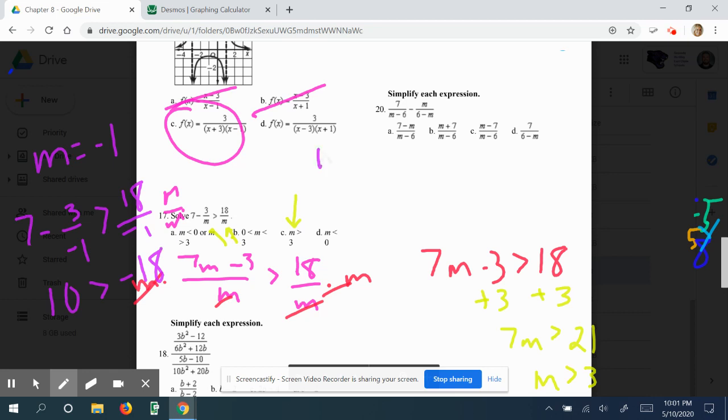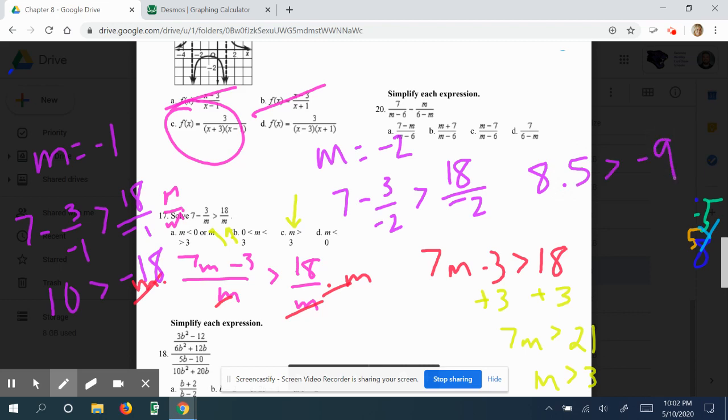So let's try m is equal to negative 2. And so we get 7 minus 3 over negative 2 is greater than 18 over negative 2, which would be adding 1.5, so we get 8.5 is greater than negative 9, which is also true. So that means we also have to say that m must be less than 0. And so the correct answer for number 17 is A.